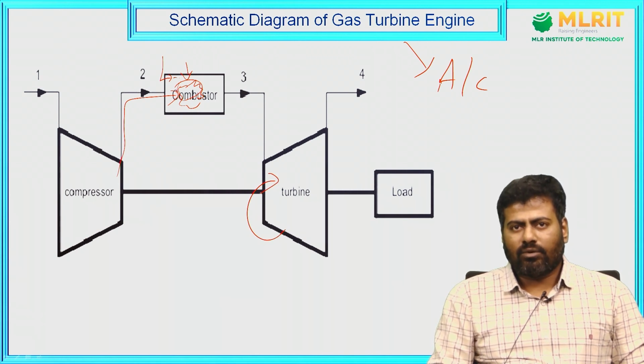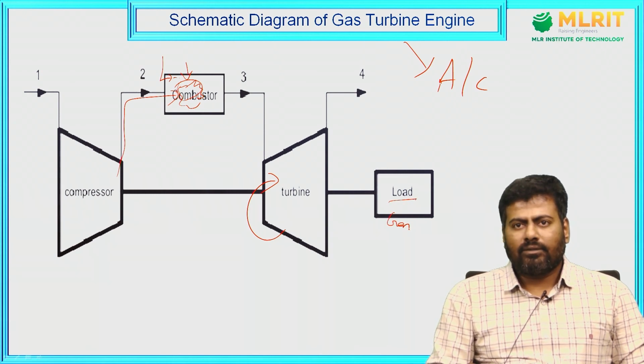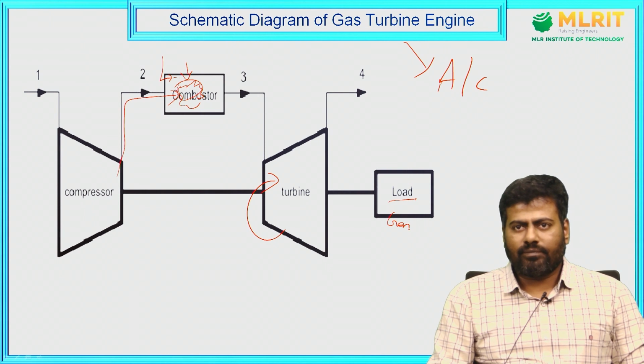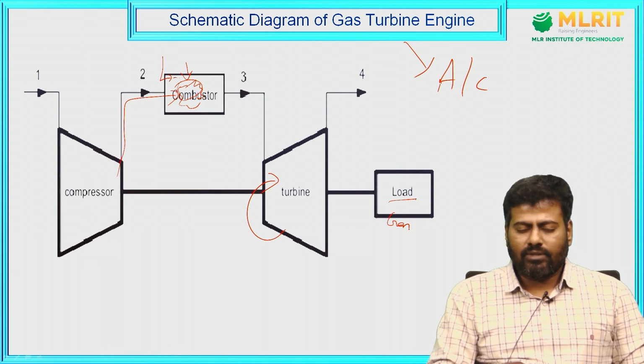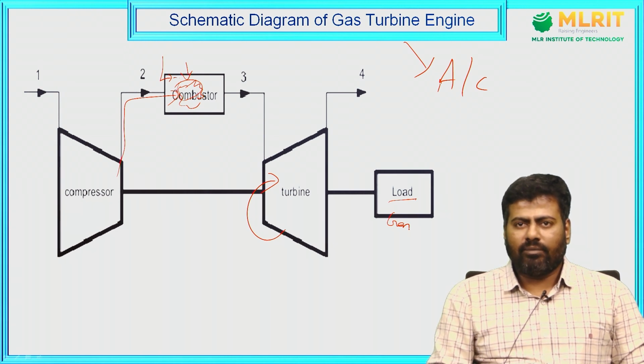Once I get the rotary motion, instead of a load, you can connect it to the generator. So I can get the power output. This is how the energy level changes, and how much energy we are transferring to the neighboring system.